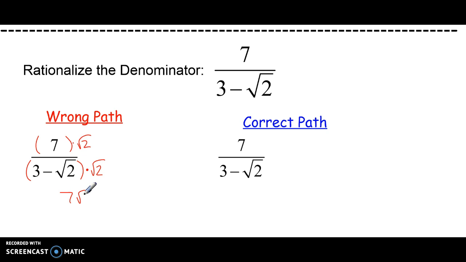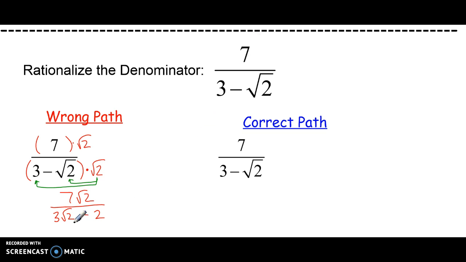7 root 2 in the top. And here in the denominator, here's the thing that people forget. This needs to get distributed to both of these. You multiply the entire denominator. You don't get to pick and choose. I want to multiply just this one part of the denominator. No, you got to multiply the whole denominator. And square root of 2 times 3, and square root of 2 times square root of 2, yeah, the square root of 2 times the square root of 2 is square root of 4, which is 2.